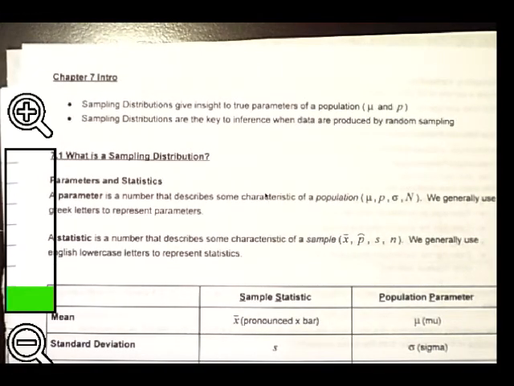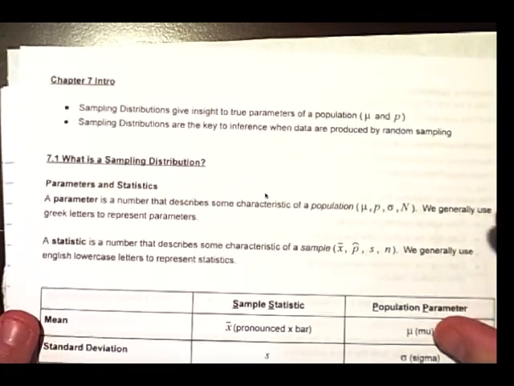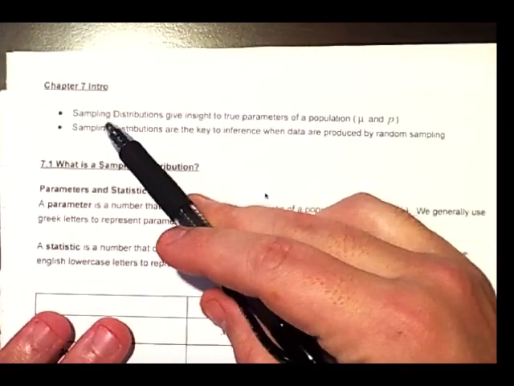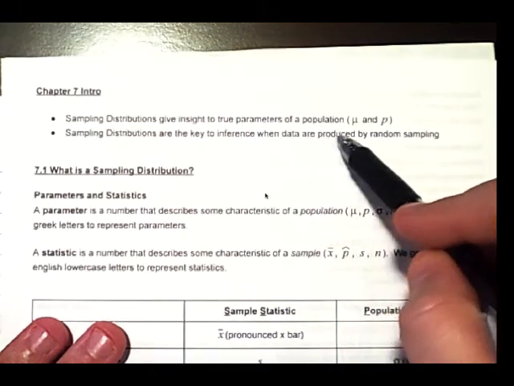Guys, this is going to be the chapter 7.1 note card. So let's go ahead and get started. It says that sampling distributions give insight to true parameters of a population.